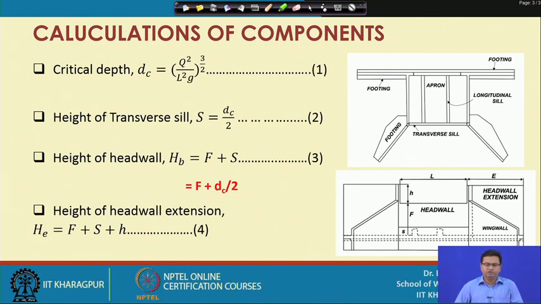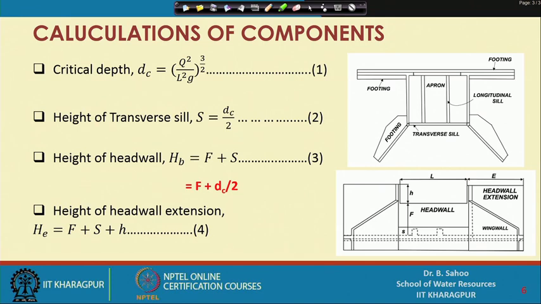For estimating the different components of this drop spillway, first you have to estimate the critical depth, because generally after the drop there is a possibility of a hydraulic jump, and we have to estimate the critical depth. In this case there is no submergence flow, there is no tail water here. So, DC is estimated as DC equal to Q square divided by L square G, whole to the power 3 by 2. You know this already from the hydraulic principles. Then the height of the transverse seal is estimated as half of this DC value.